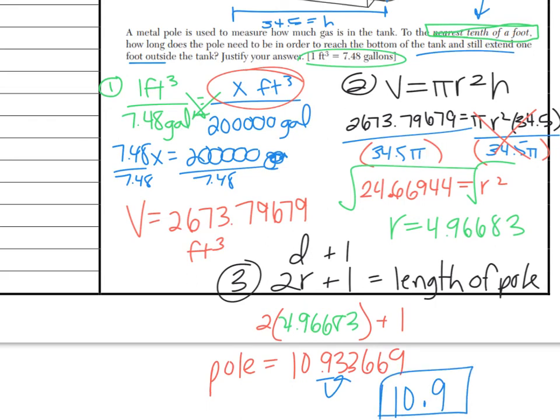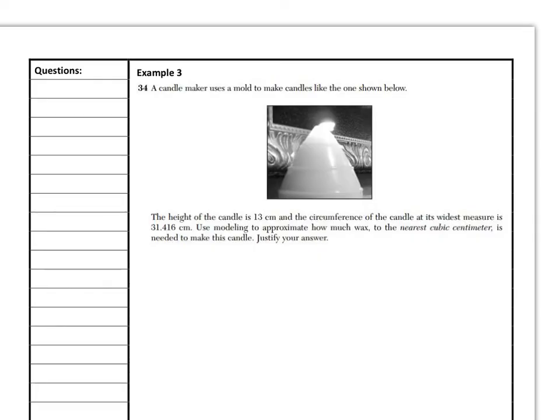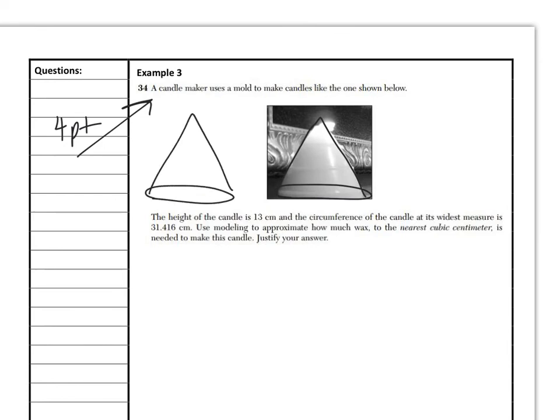Okay, let's flip it over. We're going to see one more type of question. So in this problem, again, it's question 34, which means that it's a 4-point question on the exam. It says a candle maker makes a mold to make candles shaped like the one below. And this was actually a really poorly worded problem with a poor picture. If you can imagine this mold, it's got a circular base and it comes to a point at the top. So this is in fact a cone. They should have said that or made it a little bit more clear in this picture.